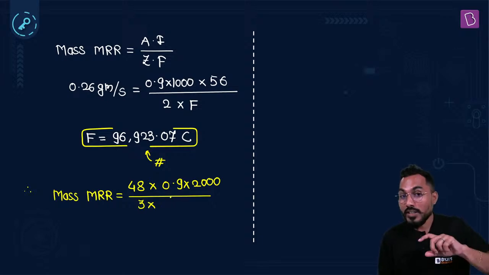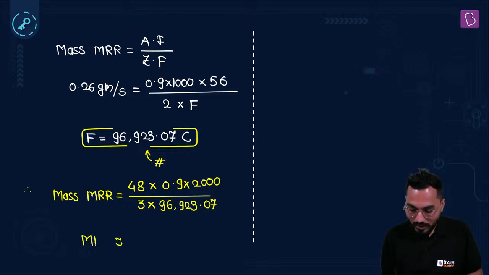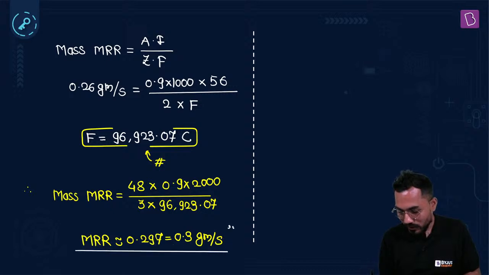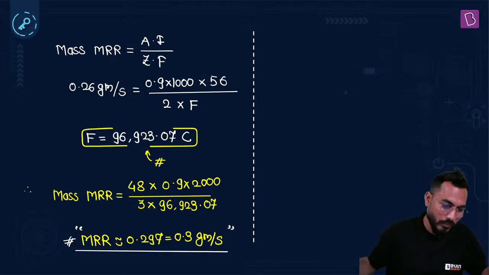And Faraday's constant, just now we calculated, is roughly 96,923.07 coulomb charge. And you'll get the answer. The material removal rate here is coming exactly equal to 0.297, which is about 0.3 gram per second. 0.3 gram per second. This is nothing but the done and dusted story of ECM.